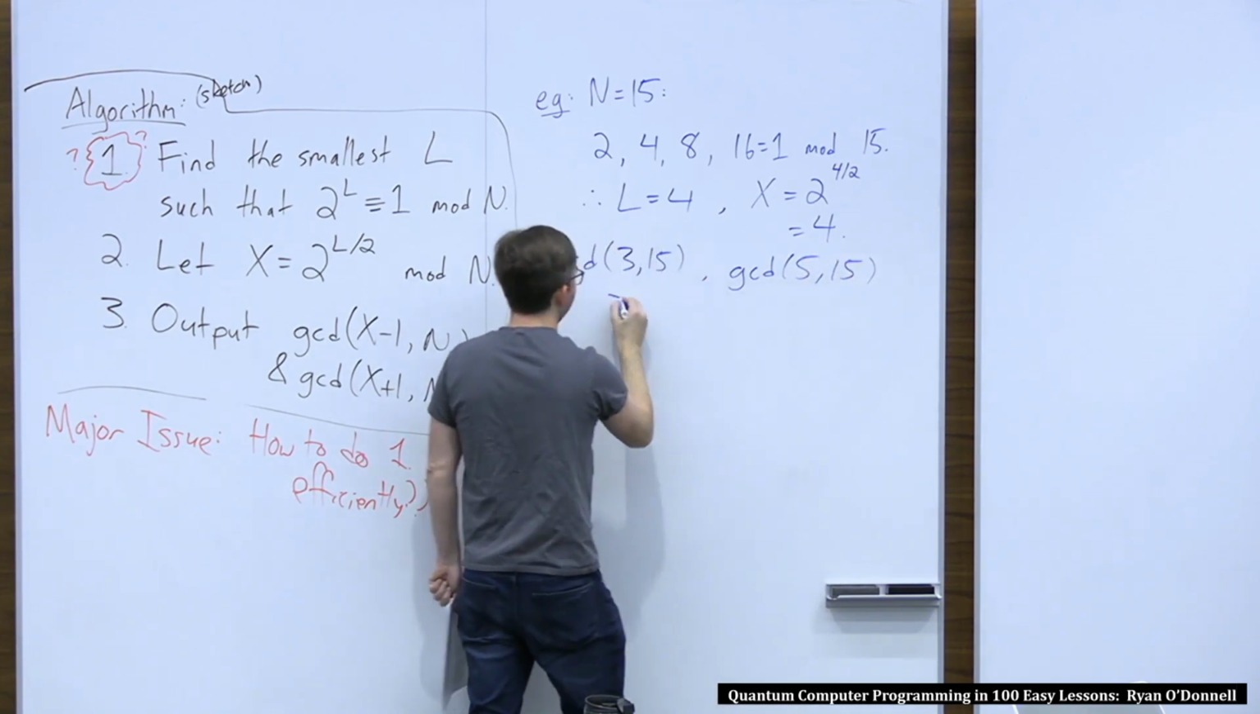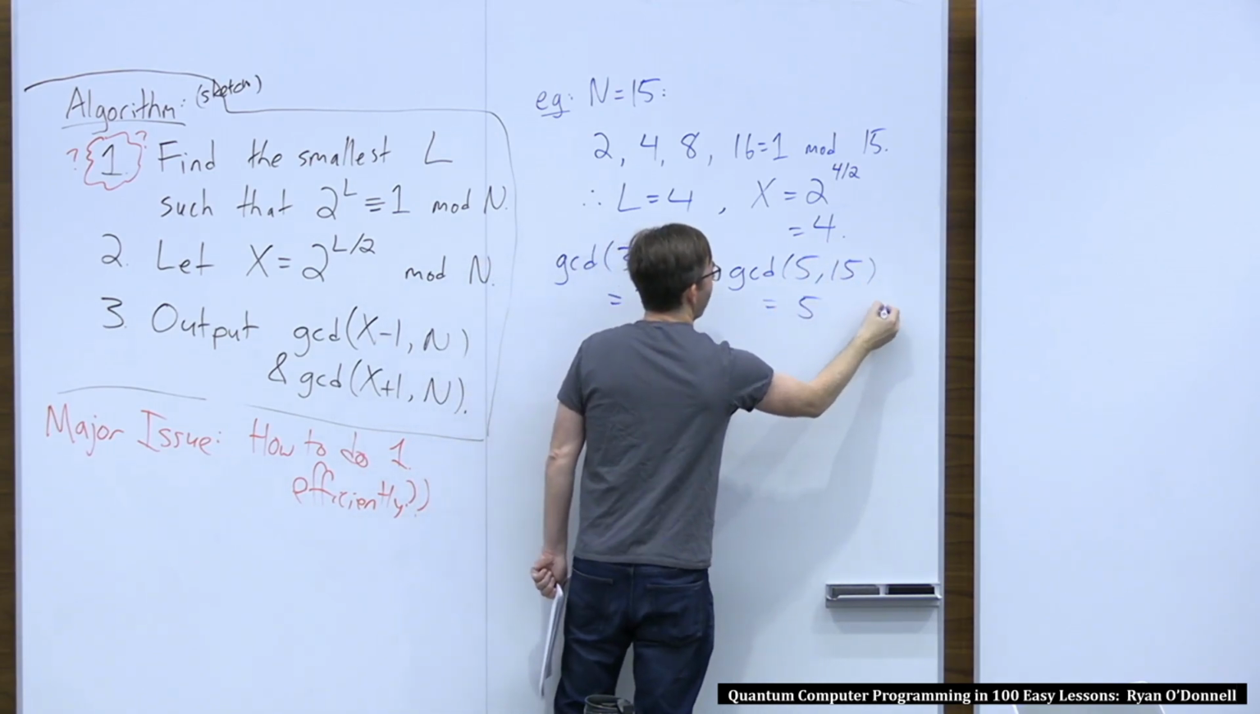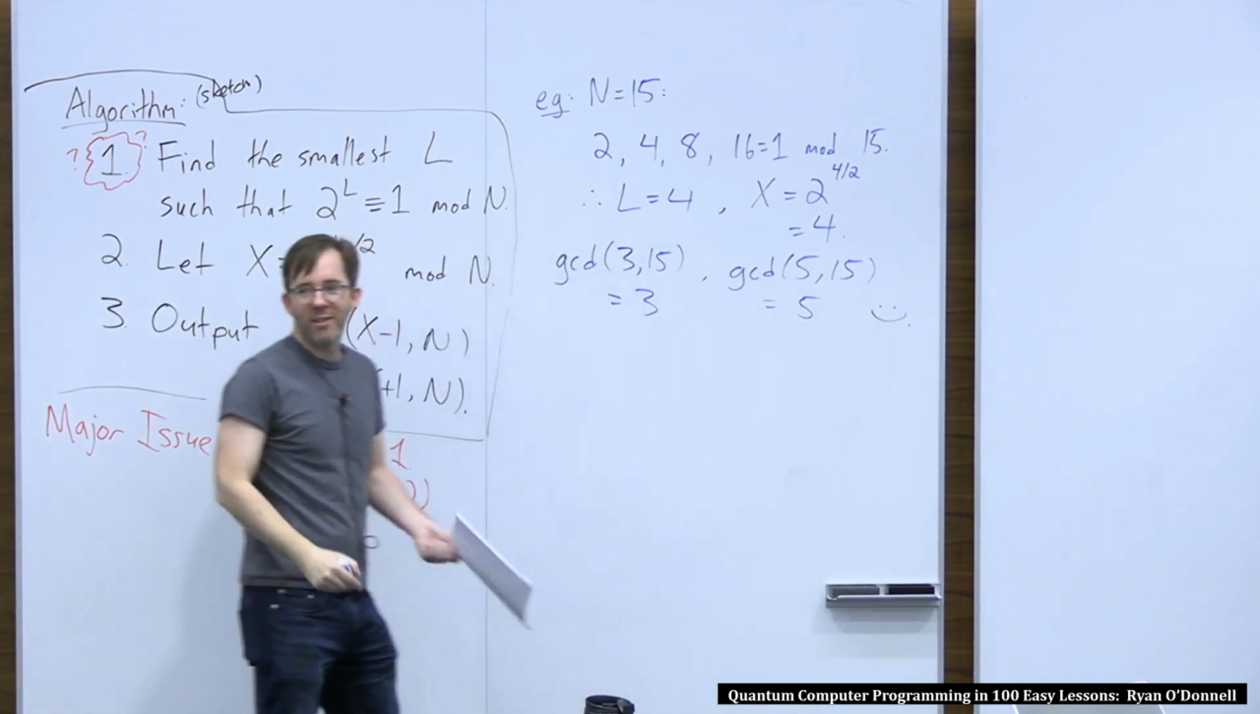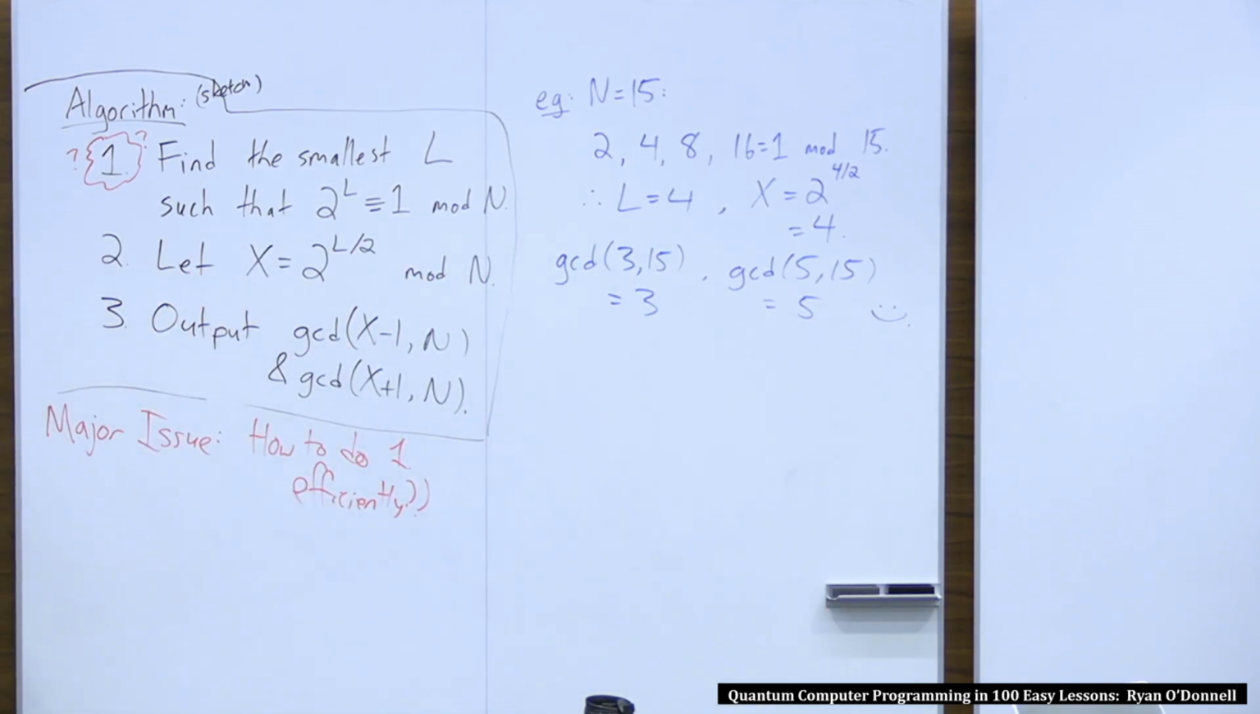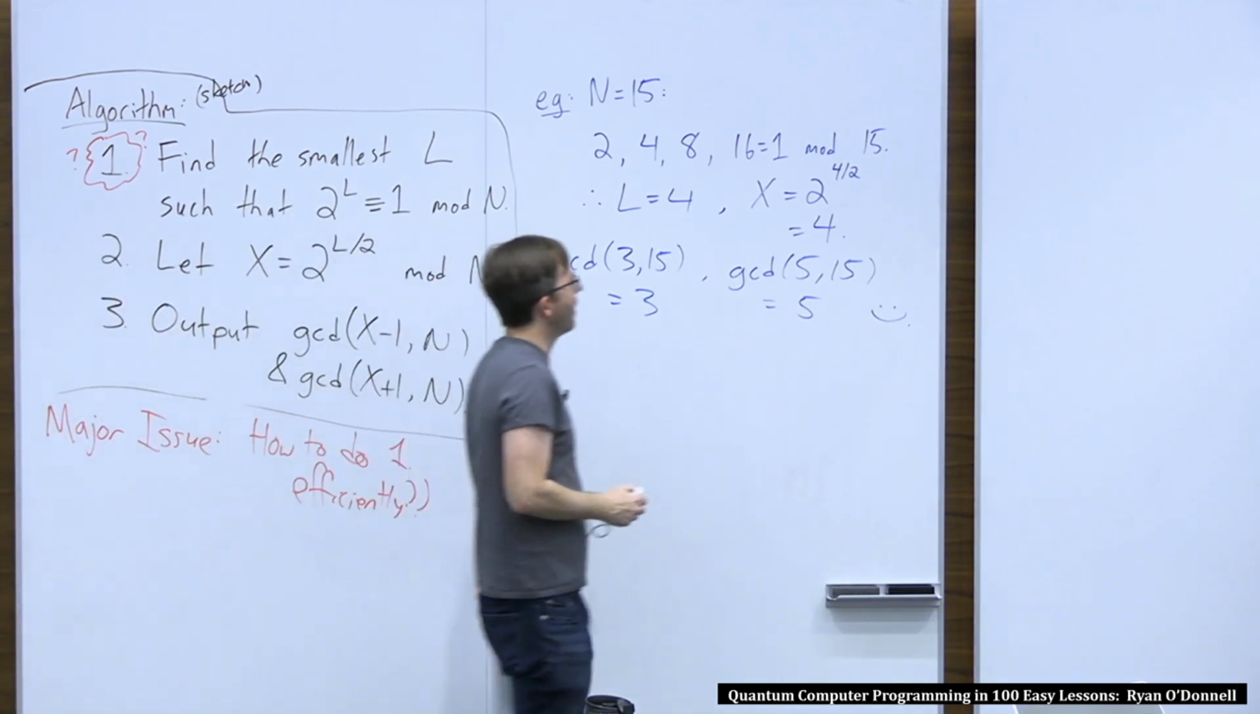This is a very simple example. And hey, this is 3. This is 5. And so we did it. 15 is 3 times 5. Great. Okay. Let's do like the next smallest example.